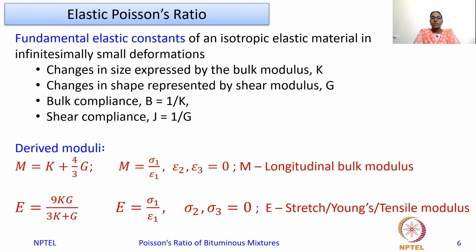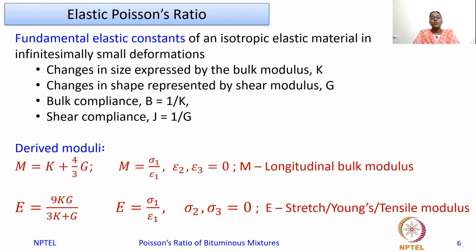So we have various constants for an elastic material, and these are called the fundamental elastic constants. The change in size is expressed in terms of the bulk modulus, which is denoted as K. The change in shape is represented by the shear modulus, which is denoted as G. And you have the reciprocals of these: the reciprocal of bulk modulus is denoted as the bulk compliance B, and the reciprocal of the shear modulus, 1 by G, is called the shear compliance J. Now, there are other moduli which are derived from these basic moduli values.